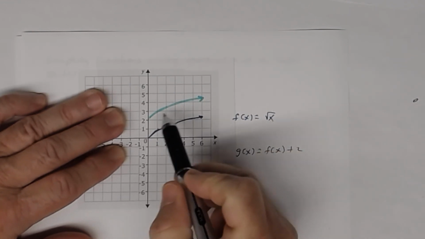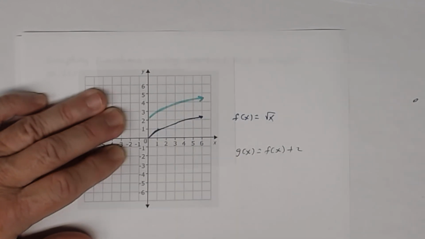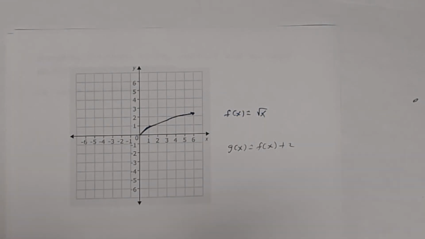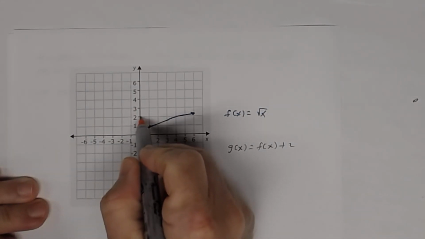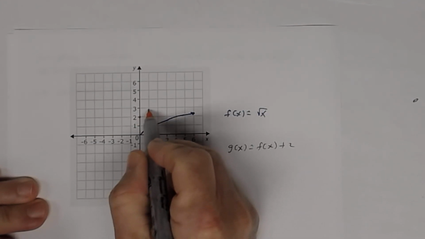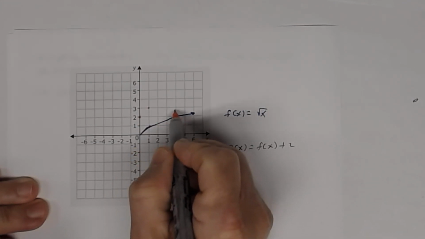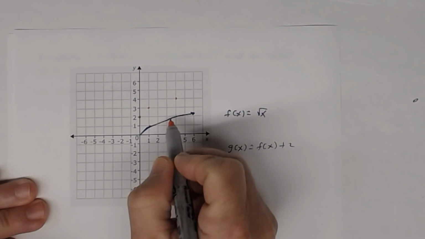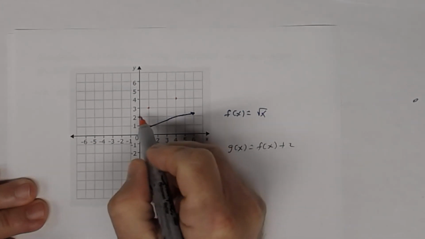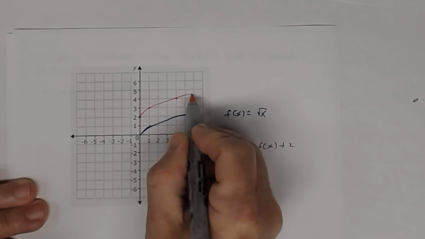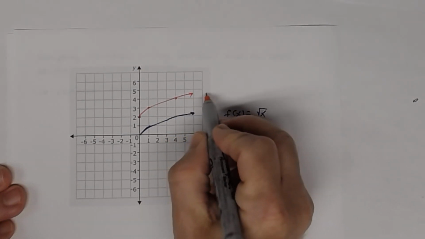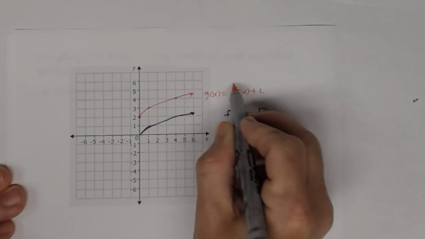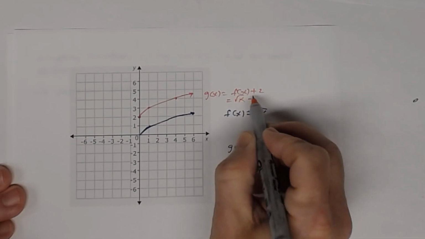All right, so if I call this function g of x and graph it, I'm going to use this color. I'm going to shift this point up 2 units, this point up 2 units, and this point up 2 units. I'm using those points because those are nice points: 0, 0, 1, 1, 4, 2. And so I get this. This is the function g of x, which equals f of x plus 2, which in this case is the square root of x plus 2.